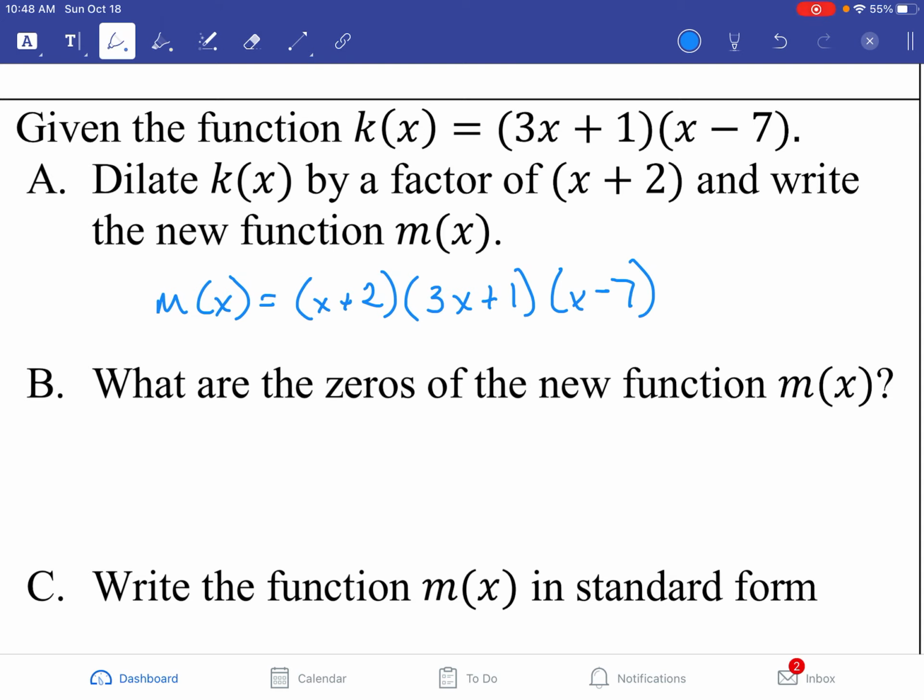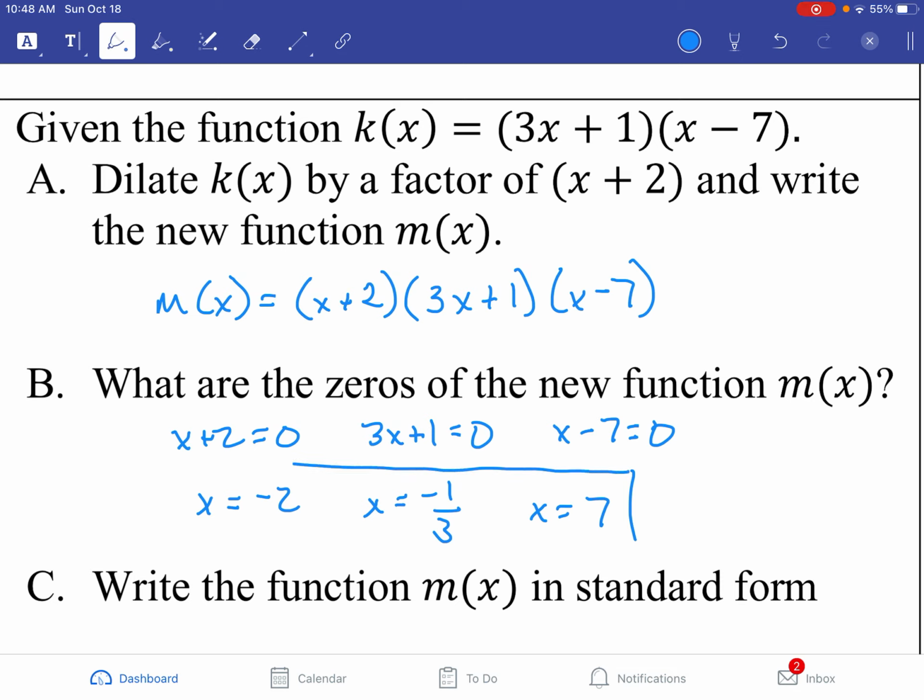Okay. What are the zeros of the function? Again, we take our factors. We do x plus 2 set equal to 0. We have 3x plus 1 set equal to 0. We have x minus 7 set equal to 0. So all we're doing is, again, taking the factors, setting them all equal to 0, and solving them for x. So the first one, we subtract 2, which gives you negative 2. The next one, you subtract 1 and divide by 3, so negative 1/3. The last one, we add 7, so positive 7. These are our zeros. Okay, that's all we have to do. We don't actually have to write them as points. We're just solving them for x.